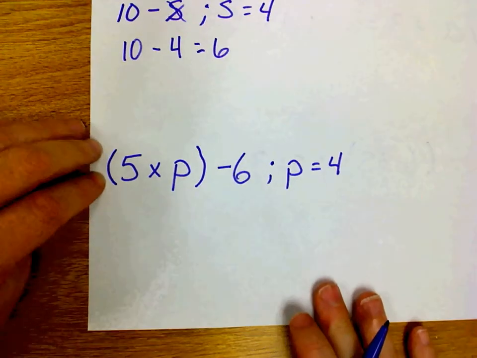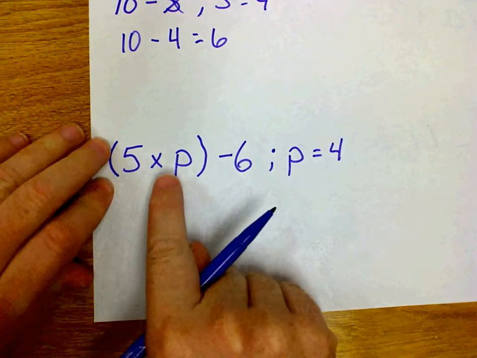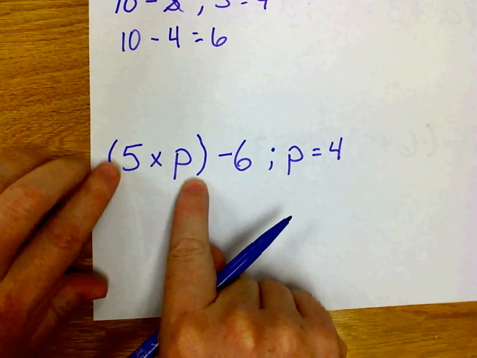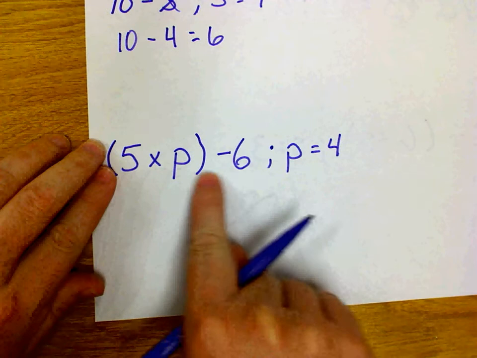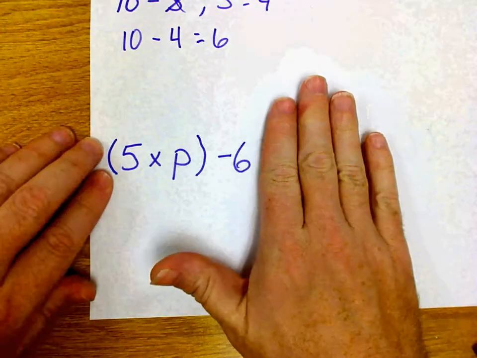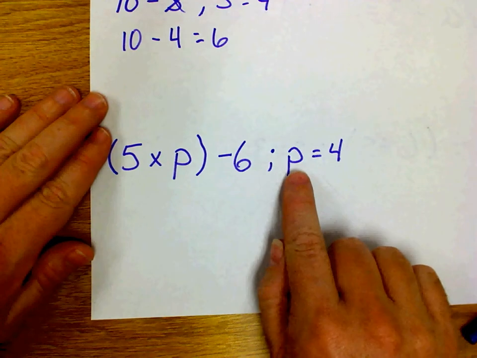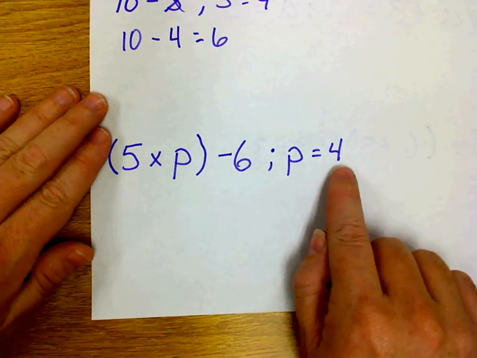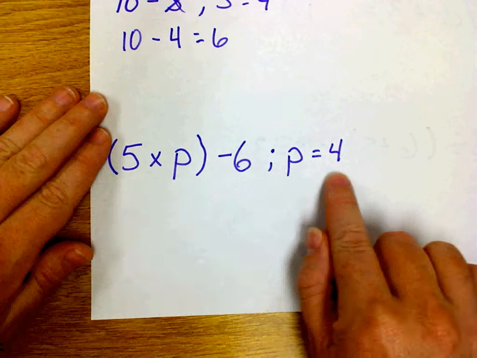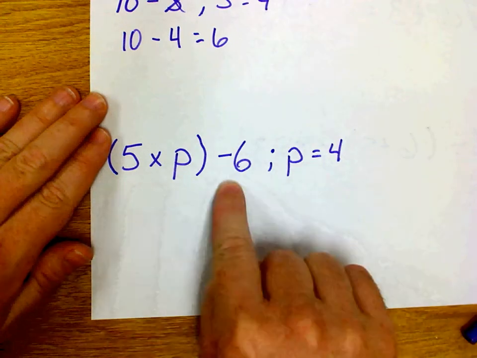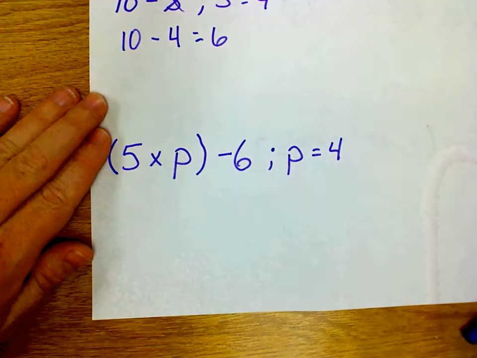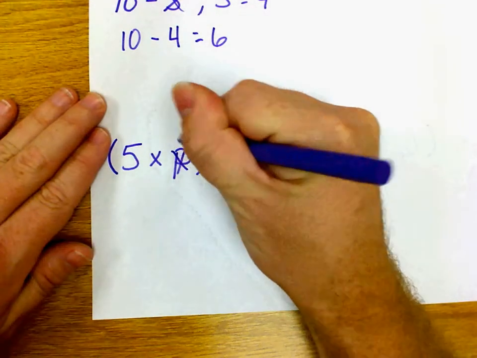Here's another one. 5 times P, and it's in parentheses, notice, minus 6. So they want us to evaluate this expression. Now, don't be confused by what's after the semicolon. All they're doing is telling us this is what P is going to be. It's going to be 4. So whenever you see P in this expression, this problem, you substitute the number 4 in there. All right, well, I can do that. I can almost cross it off here and stick in 4.